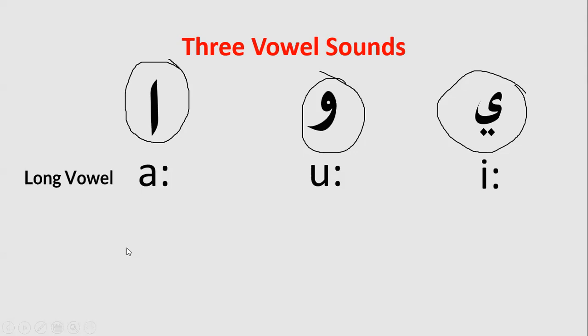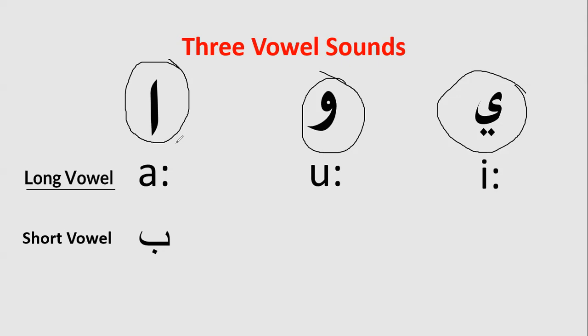But we also have short vowels from these, and the short vowels are not written. So the only written vowels are the long vowels. When we pronounce a long vowel, it means that it is written. But when we pronounce a short vowel like a, u, e, the vowel is not written.